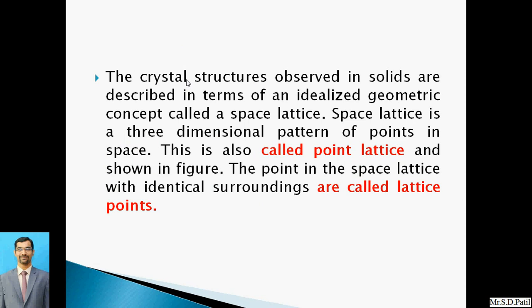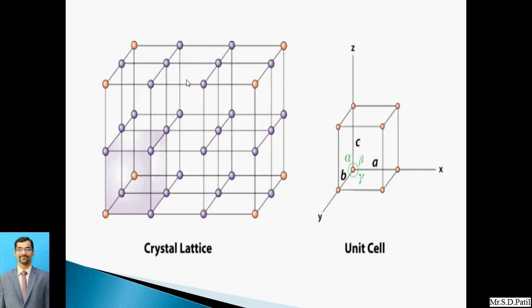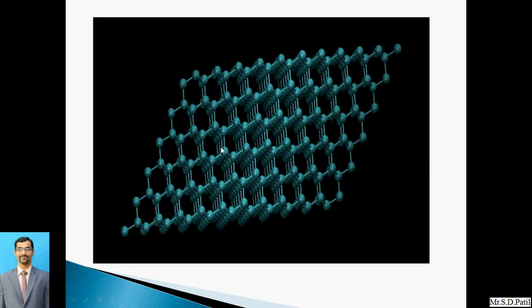Now what is the meaning of lattice points? When these points in this space lattice have an identical surrounding, here you can clearly see. This will be, suppose, a point in the space lattice with an identical surrounding. Basically all those points have the identical kind of surroundings, because it is just some sort of rectangle. So every point has almost identical surroundings. So these will be lattice points.